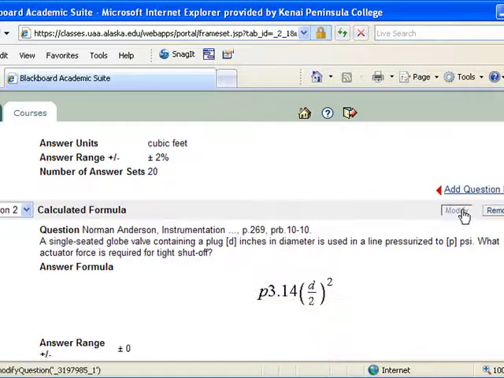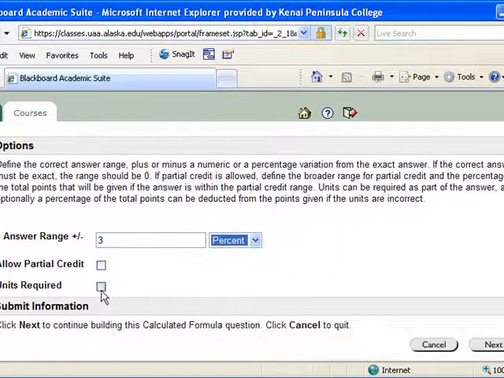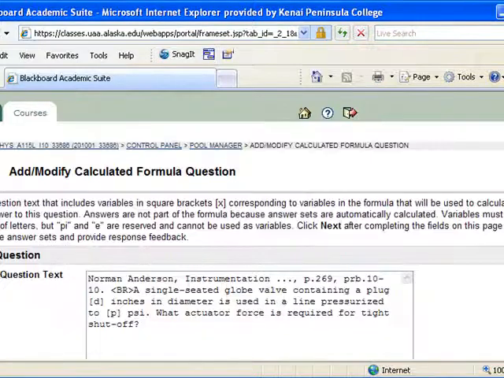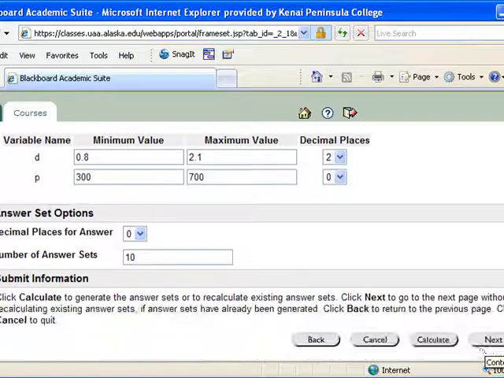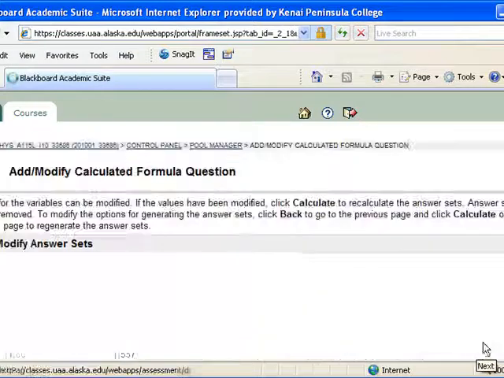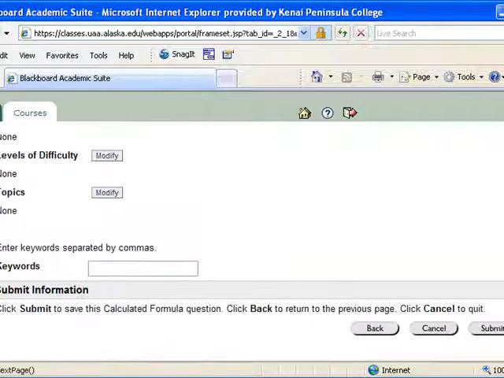There's the second question. Now again, I can go in and do certain things here. Answer range. Let's make it 3%. There we go. I actually like to keep out the partial credit most of the time, so I'm just going to leave that alone now. But I may want to put answer units in, and that would be in pounds. And I give it 20%. If they type it in as LB for pounds, well then, as the instructor, you would have to go in there manually and make sure that they got the points for that.